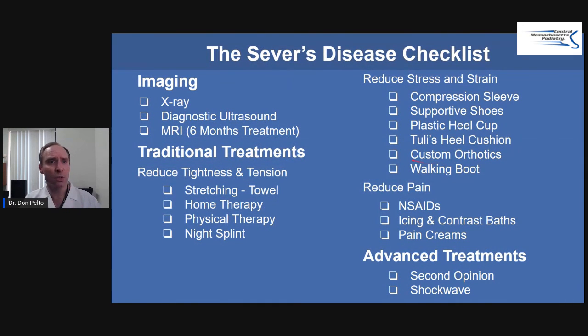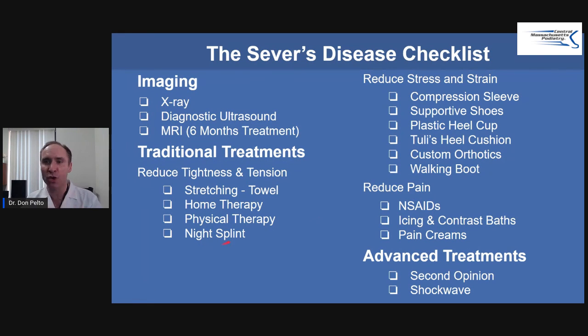So let me conclude here, going over how you would treat this. Initially, you would get an x-ray. Very rarely do I get an ultrasound or an MRI. I would start with reducing tightness. This is number one. Start with a towel stretch before you get out of bed or before you do activity. Then home therapy, which is some type of foam rolling. Then physical therapy. I don't really give these to kids, but you could try a night splint. That's something you could try.